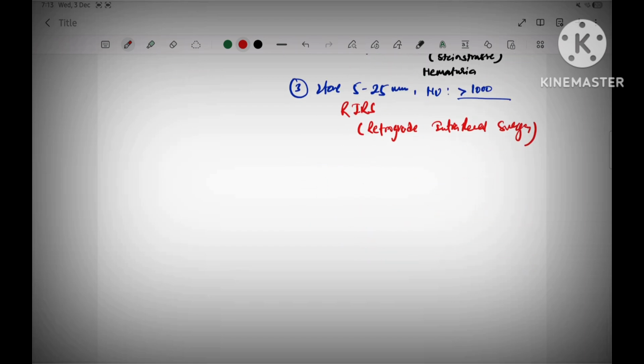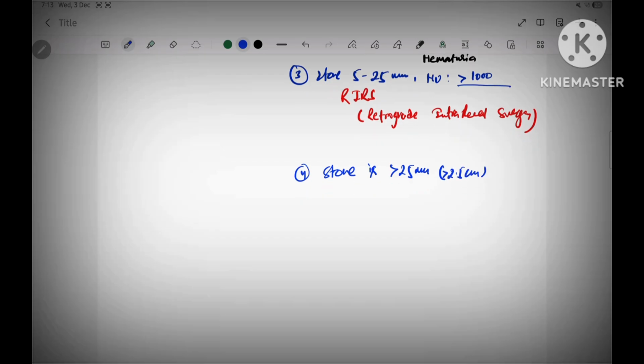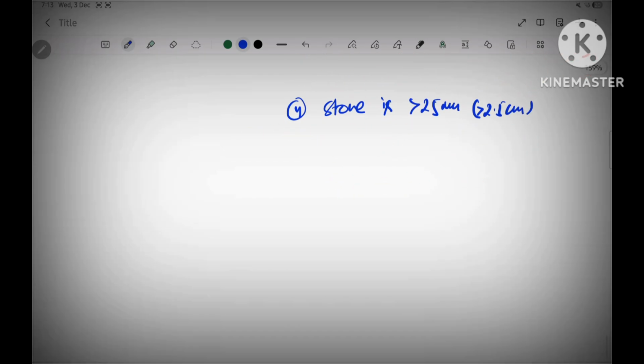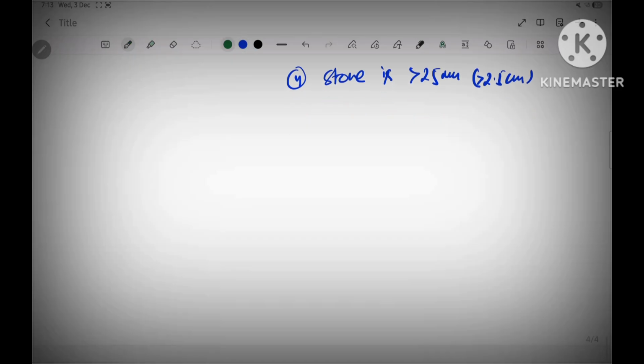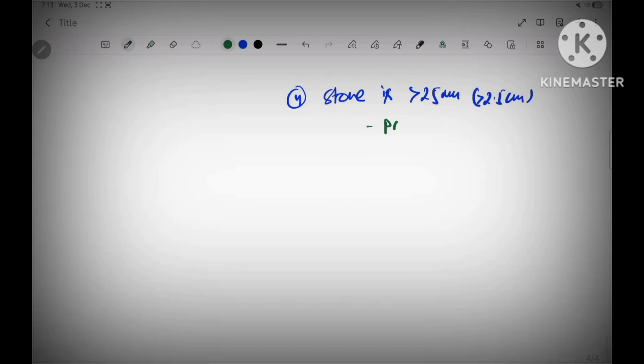Now the fourth condition. What happens if the stone is more than 25 mm? More than 25 mm means more than 2.5 centimeter. Now when the stone is more than 2.5 centimeter, then what do we do? We go for PCNL. That is percutaneous nephrolithotomy.